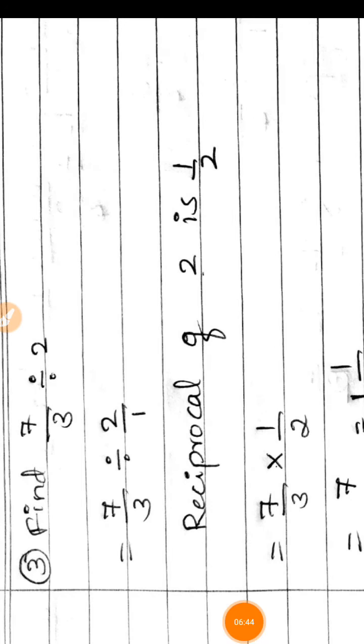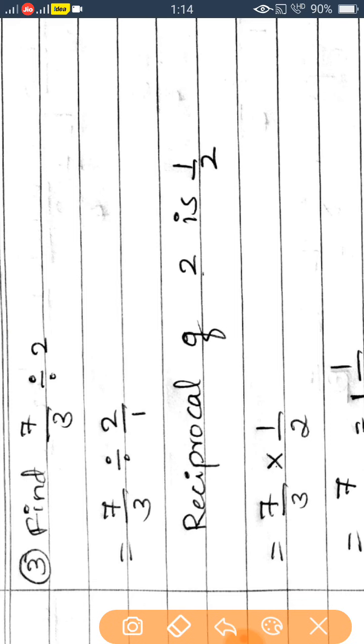So see the next third question. Find 7 by 3 divided by 2. Just now I said that we have no idea to divide directly, so we can multiply. If you want to convert division to multiplication, just take the reciprocal of the number after the sign.